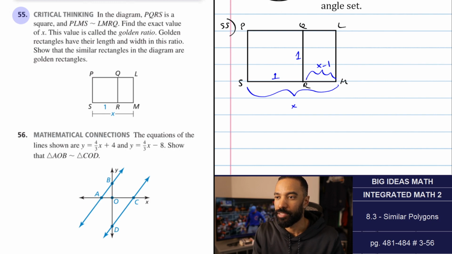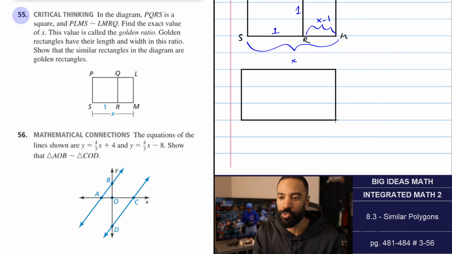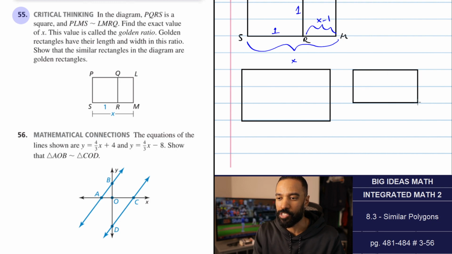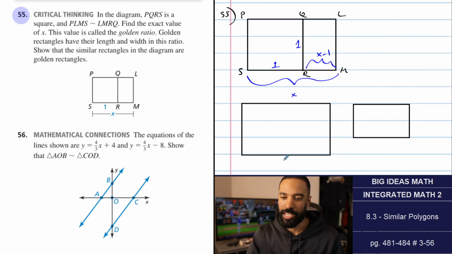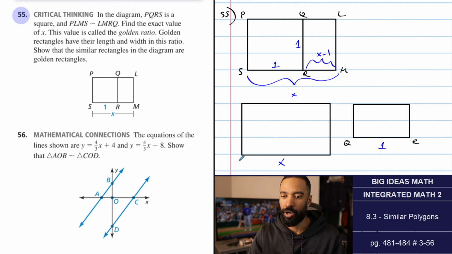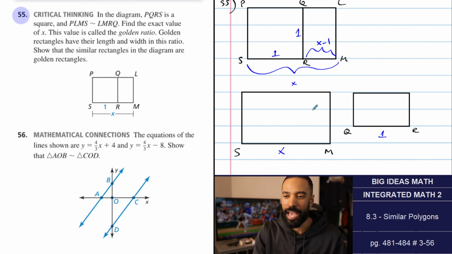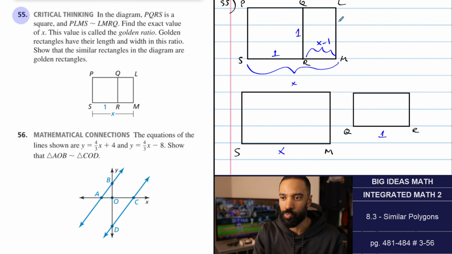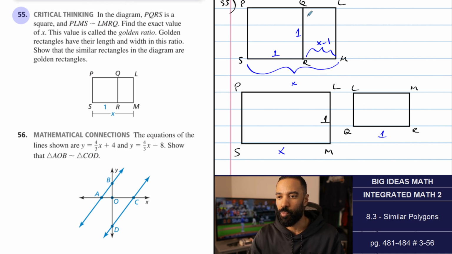In fact, let's draw these both out as two different rectangles now, so that they face the same direction. So in the big guy, S to M, I have a length of x. And in this guy here, Q to R, I have a length of 1. Here's Q and R, and this is S and M. And also, this is 1, this is 1, and this is also going to be 1 right here from L to M. Here's P. And for Q and R, I have L and M right there. This is 1, and this guy here is x minus 1.